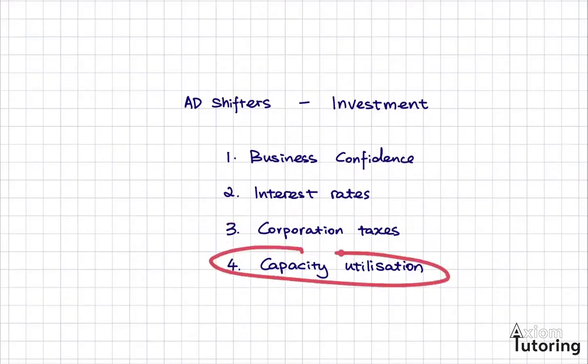Finally, capacity utilization influences the level of investment. Suppose a factory can produce 10,000 units, but is currently producing only 5,000. It has substantial spare capacity. Even if demand rises slightly, the firm may be able to increase production without purchasing new equipment or machinery. By contrast, if the factory is already very close to full capacity, rising demand is more likely to encourage investment.